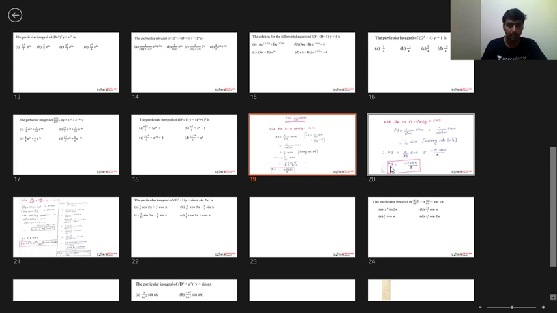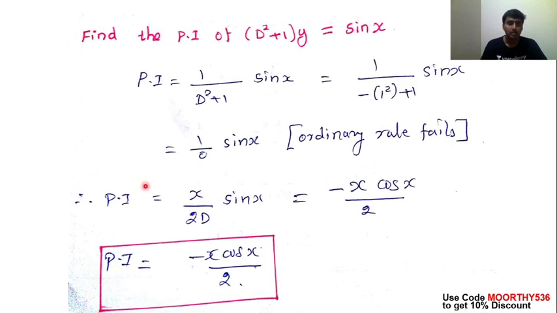The next problem: find the particular integral of (D square plus 1) y is equal to sin x. The particular integral is the solution corresponding to the RHS. So the particular integral is 1 divided by f of D into sin x, here 1 divided by D square plus 1 into sin x.